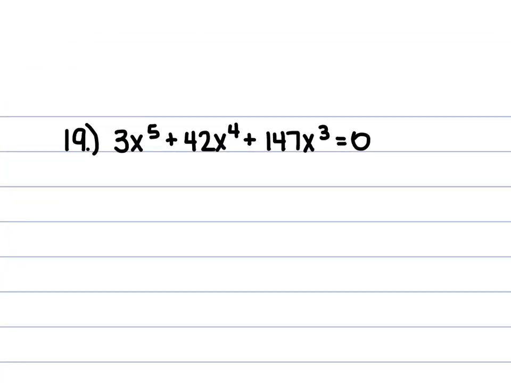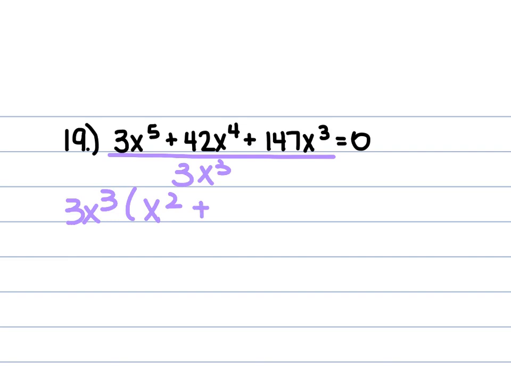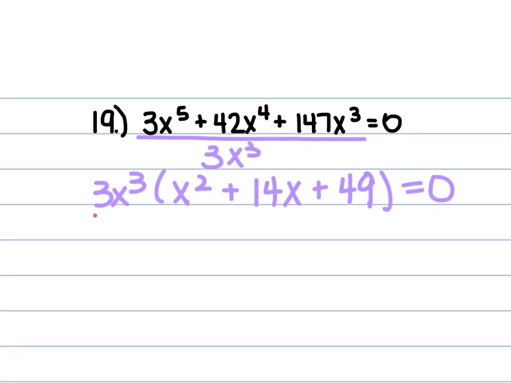For 19, we have 3x to the 5th power plus 42x to the 4th power plus 147x to the 3rd power, all equal to 0. So divide out that 3x to the 3rd power first. We're going to have 3x to the 3rd power times (x squared plus 3 goes into 42 14 times. Keep the x. 3 goes into 14 4 times. 3 goes into 27 9 times. So that's a perfect square trinomial. So this is going to be 3x cubed times (x plus 7) squared is equal to 0.